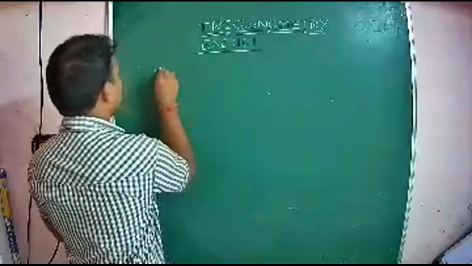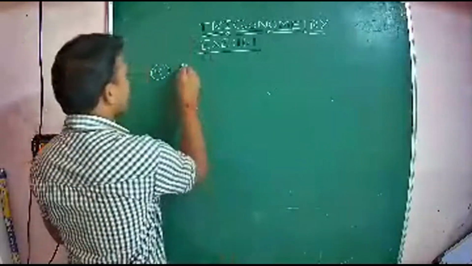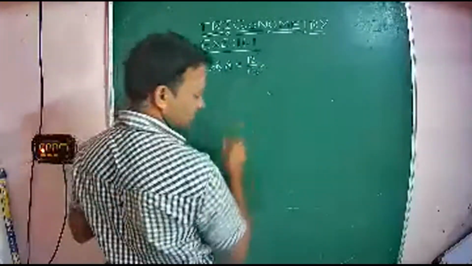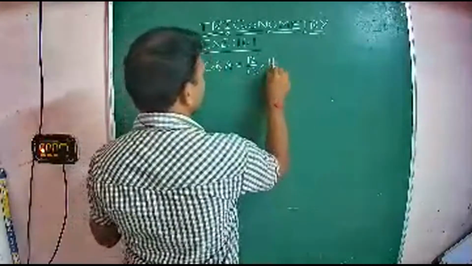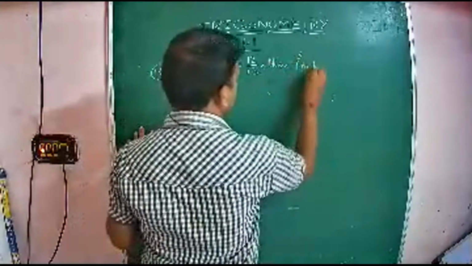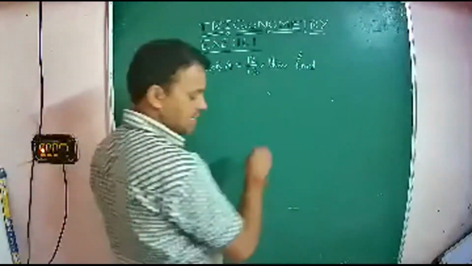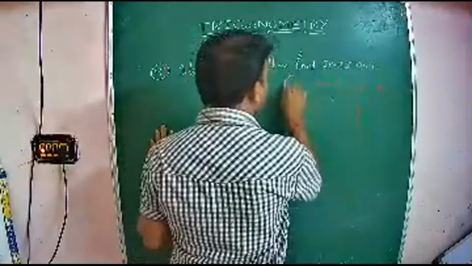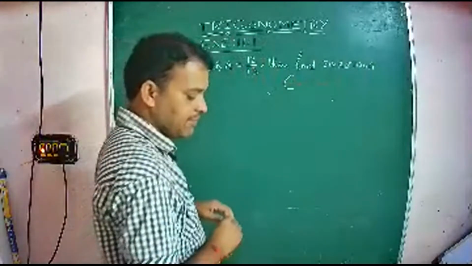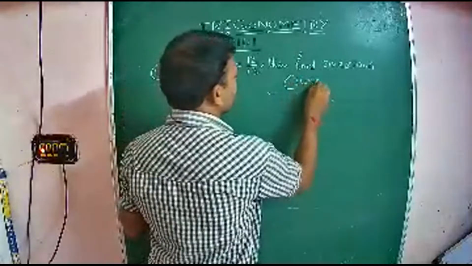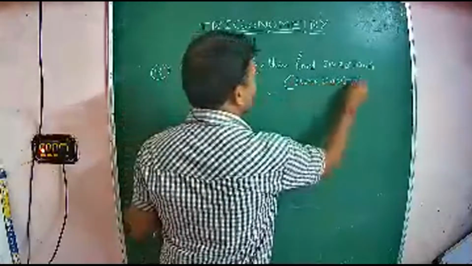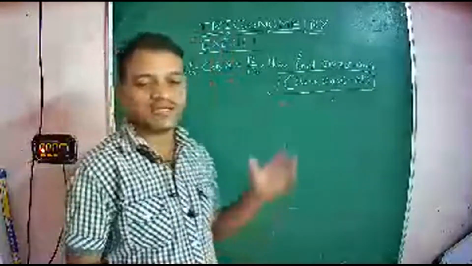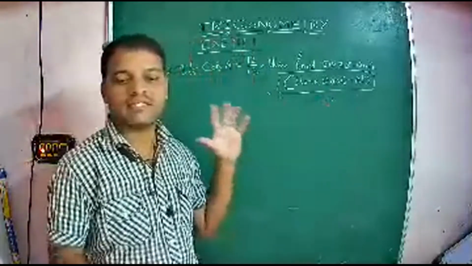So this fourth question is, if cos A is equal to 12 by 13, then find sin A and tan A. This question was asked in AP June 2006 supplementary exams. So that's why this is very important.